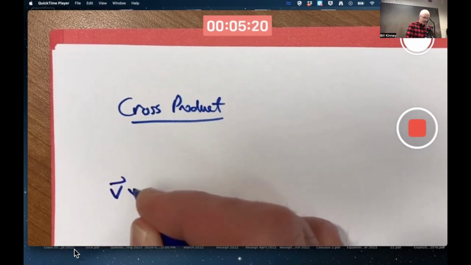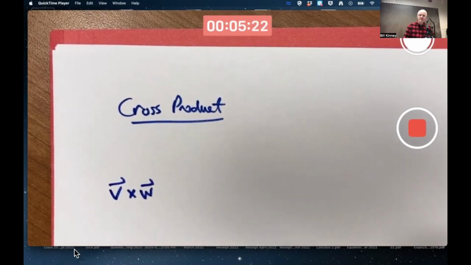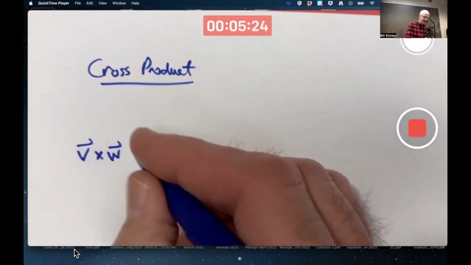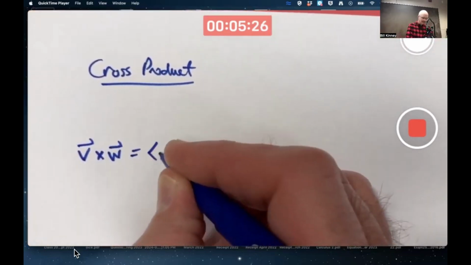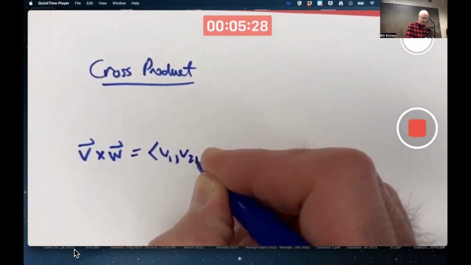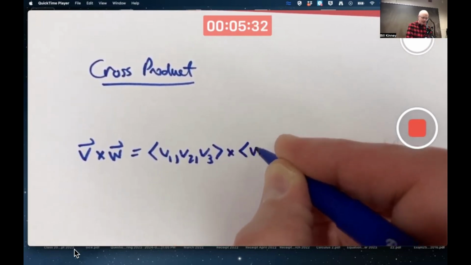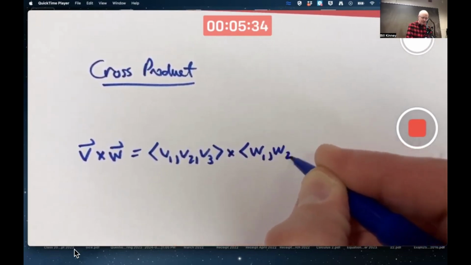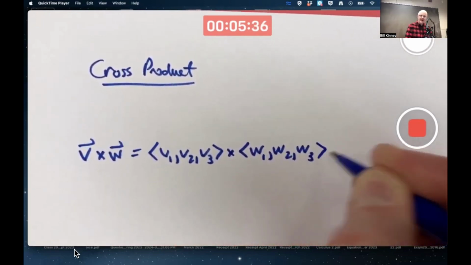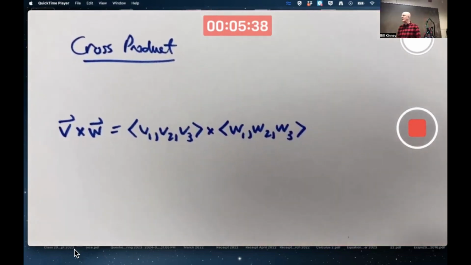The formula for V cross W is kind of complicated. To tell you the truth, I never memorized the formula that's in the book. Instead, I rederive the formula every time, which sounds kind of crazy, but I think it's worth doing at least once.